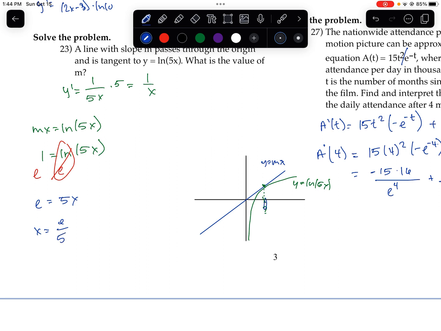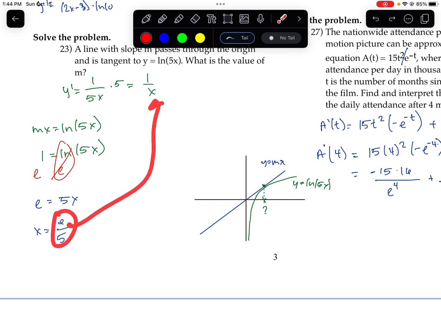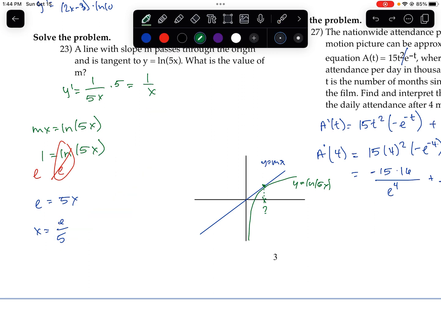Okay, so now that I have this value of x where the intersection is happening, if I plug this into the derivative of this function right here, that will give me the slope of this tangent line, because that's where they're equivalent. So m is equal to y prime of e over 5, which would then be equal to 1 over e over 5, which is equal to 5 over e, or as the answer key states it, 5e to the negative 1. Whichever one works for you, works for me.